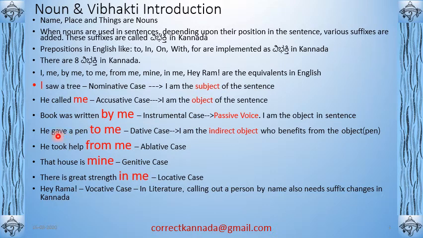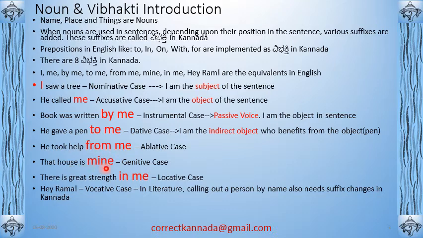Next one is, he gave a pen to me. Now, to me, right? Pen is the object, he is the subject, to me is the indirect object. So when I become an indirect object, then English uses the word to, right? Whereas in Kannada you will have a suffix specific for it which will be added. Okay, he took help from me, right? Again, English has an independent word, whereas in Kannada you will see that the me itself will have a suffix added to it to represent from me.